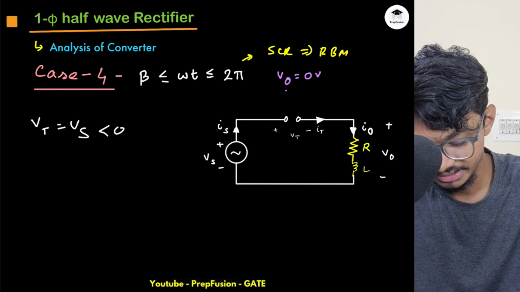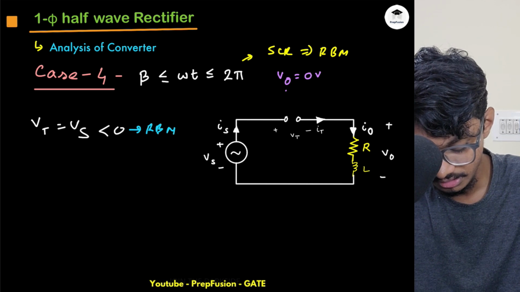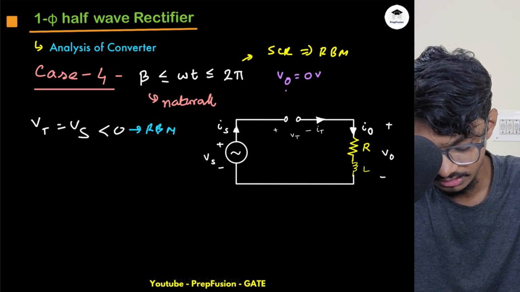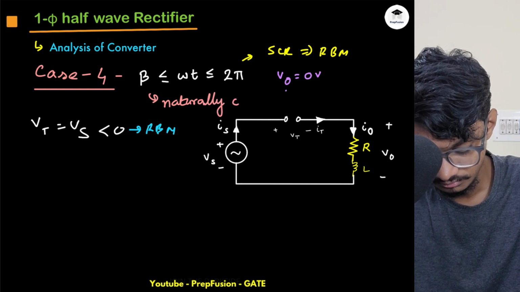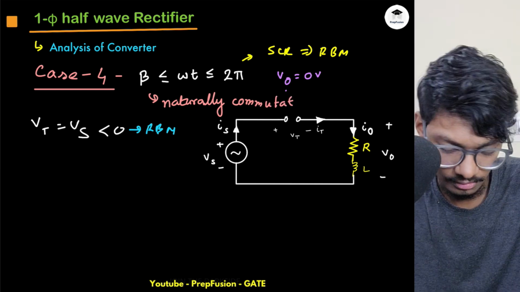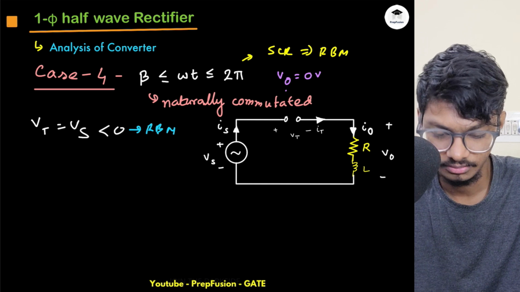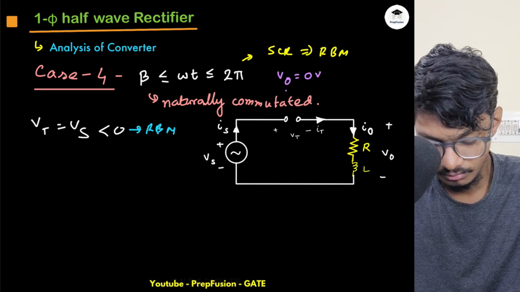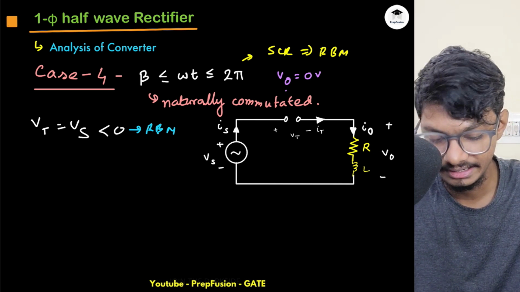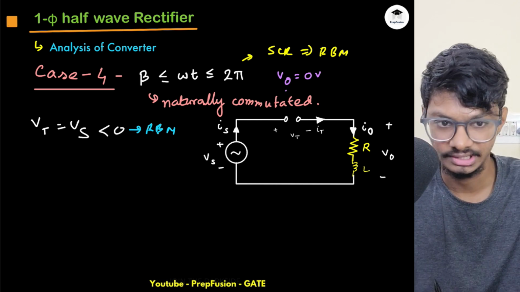If Vs is less than 0, basically it will go into reverse blocking mode, right? Reverse blocking mode, and SCR will be naturally commutated due to the load and the supply. So this will be the basic things. This will be the total analysis from 0 to 2 pi, but again, from 2 pi to 2 pi plus alpha, again it will be off. Again I will turn it on, trigger it at alpha, and this cycle will follow.